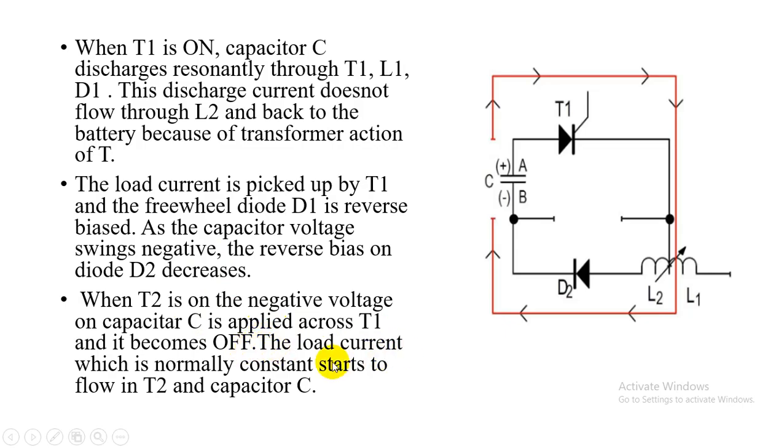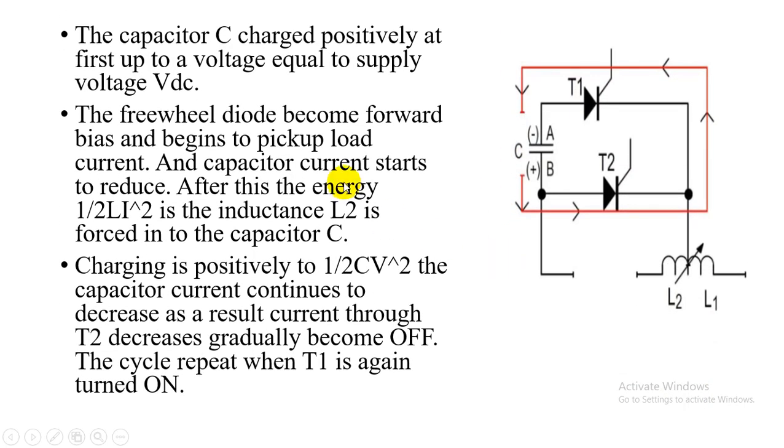The load current, which is normally constant, starts to flow through T2 and capacitor C. The capacitor C is charged positively at first up to a voltage equal to the supply voltage. The freewheeling diode becomes forward biased and begins to pick up the load current, making it continuous. The capacitor current starts to decrease in that condition.